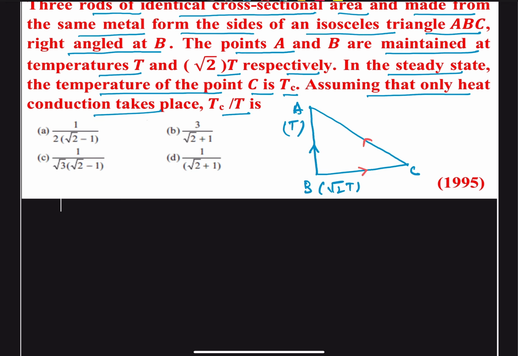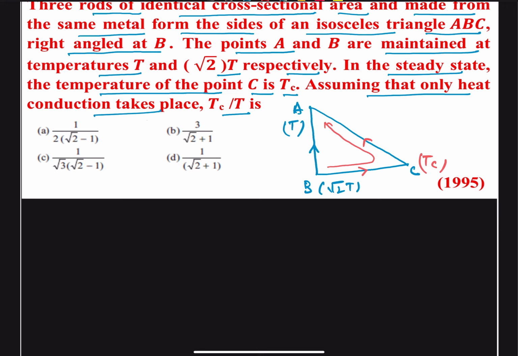And we are supposed to find out the temperature of point C, which is Tc, and the ratio of Tc with respect to T. Both A and B contain a factor of T. So point C comes into the picture only when the heat conduction takes place to point A while we move from B to C and then to A. Otherwise, B to A is a direct conduction of the heat.